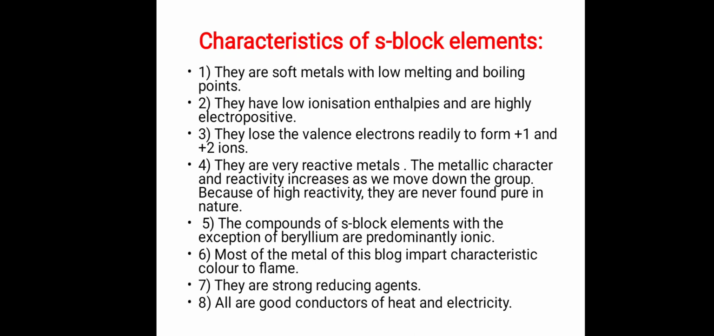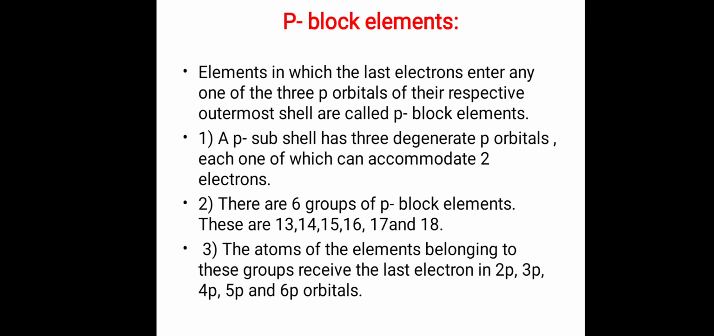The metallic character and reactivity increase as we move down the group. Because of high reactivity, they are never found pure in nature. The compounds of s block elements, with the exception of beryllium, are predominantly ionic in nature. Most of the metals of this block impart characteristic colors to the flame. They are strong reducing agents. So usually the alkali metals are used as strong reducing agents: lithium aluminum hydride, sodium borohydride, right? Sodium cyanoborohydride, these are all strong reducing agents. All are good conductors of heat and electricity.